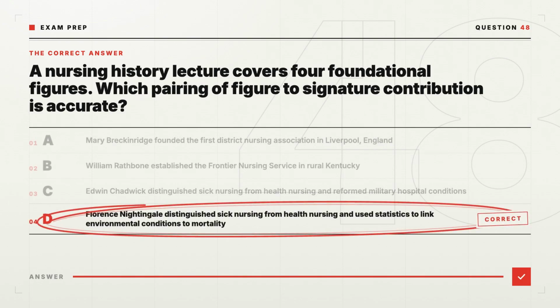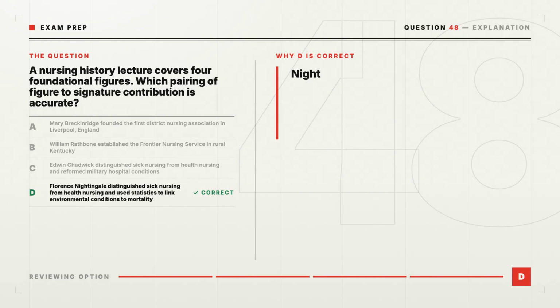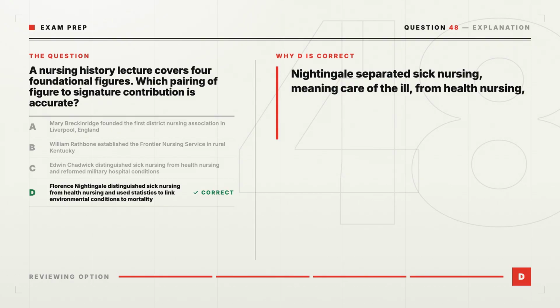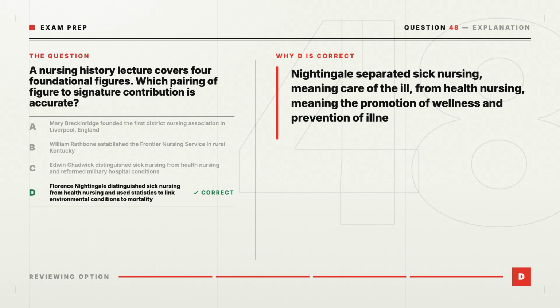The correct answer is D. Florence Nightingale distinguished sick nursing from health nursing and used statistics to link environmental conditions to mortality. D is correct because Nightingale separated sick nursing, meaning care of the ill, from health nursing, meaning the promotion of wellness and prevention of illness. And that distinction anticipates the whole logic of prevention. Her statistical demonstrations of how sanitation, air, water, nutrition, and rest affected soldier mortality make her a founder of data-driven population health as well as of nursing. Both halves of the pairing belong to her.